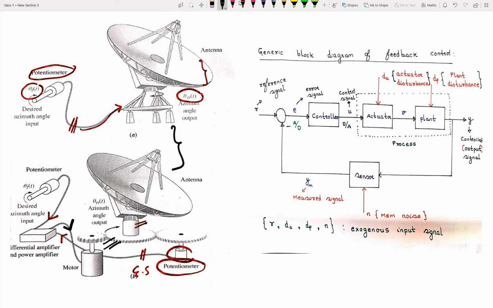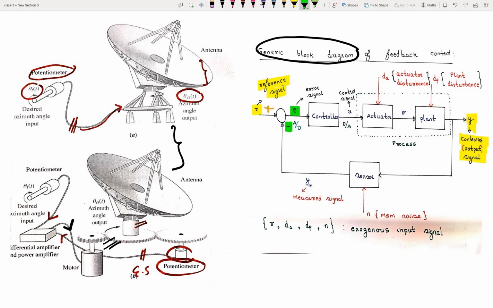Finally, I have included here a generic block diagram of a feedback control system. The input theta I acts as the reference signal. In control systems, we denote the reference signal with R, and the output with Y. Output Y is also called the controlled output signal. Here we use the difference, with the plus sign. The difference is given as the error. These are the standard notations.